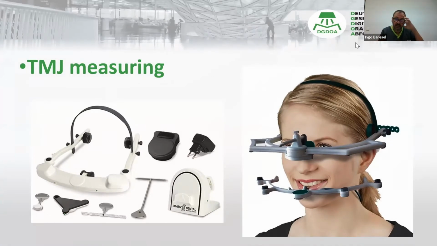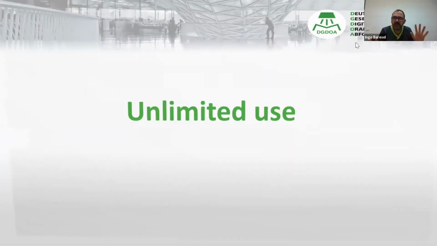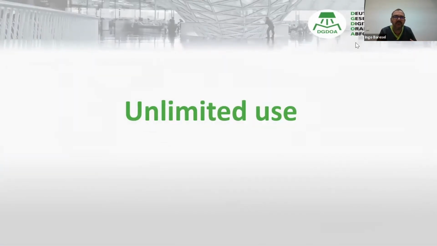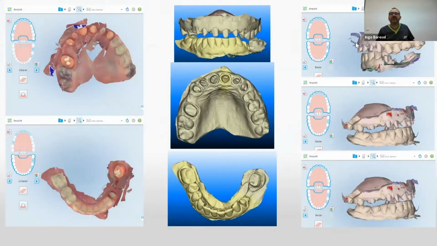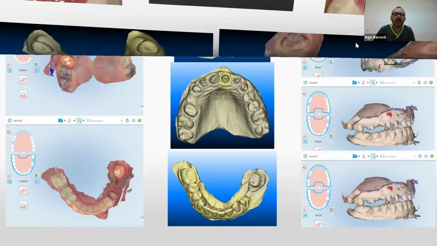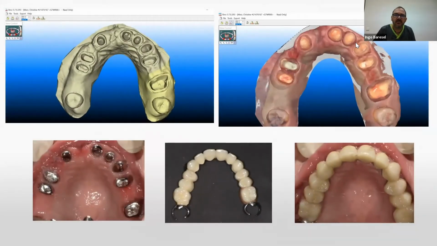And this is something you can add for sure. You can make DMG measurings and you can add them to your scan, and the labs can import this to their designing software. You will have completely individual movements. And then you can do everything digital. You have an unlimited use, like cases like this with many, many crowns, or like this. Quite easy.